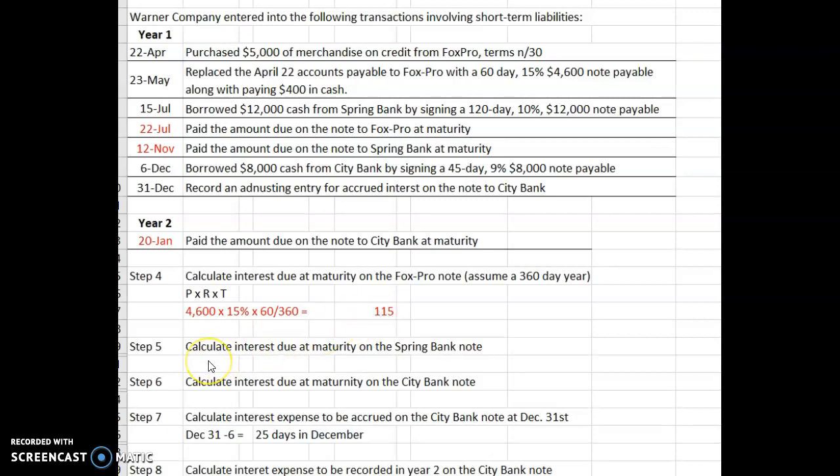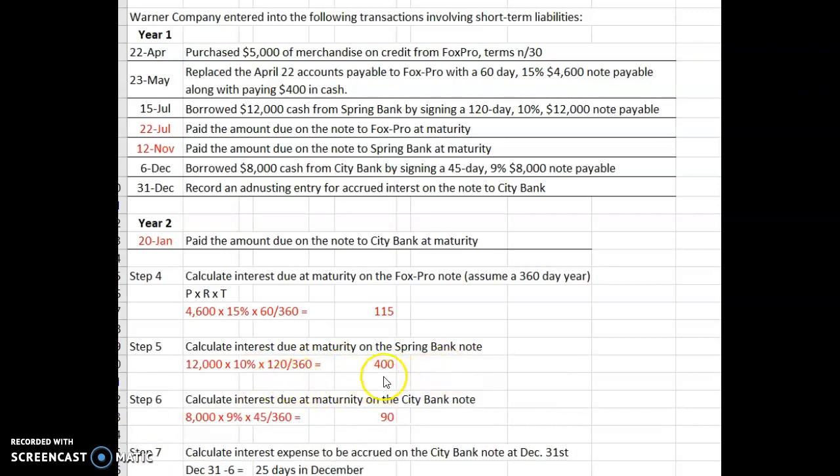I'm going to have you calculate the interest due at maturity for the Spring Bank note and for the Citibank note. Please do those calculations using the PRT formula. And when you finish your calculations, click back on this video and check your work.